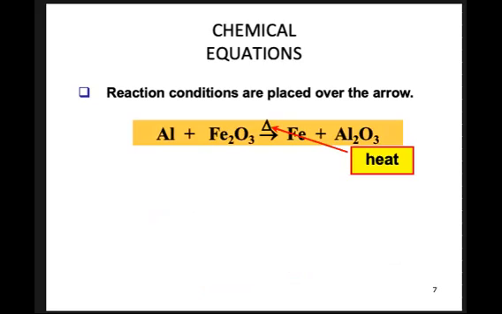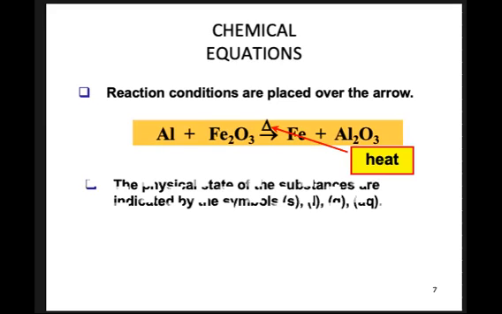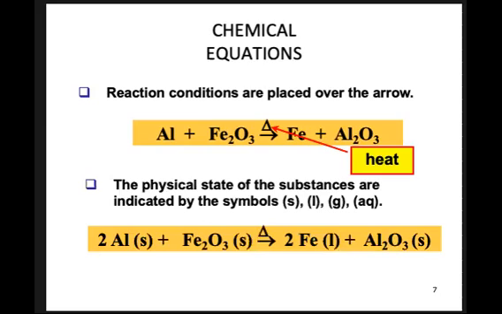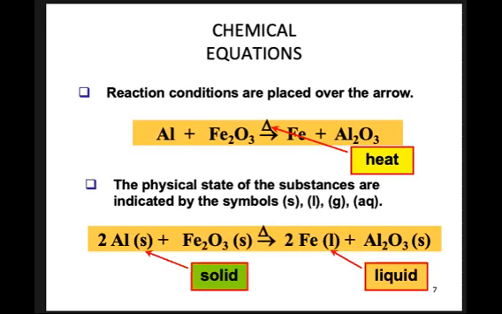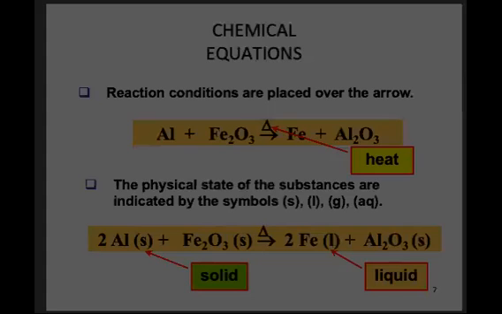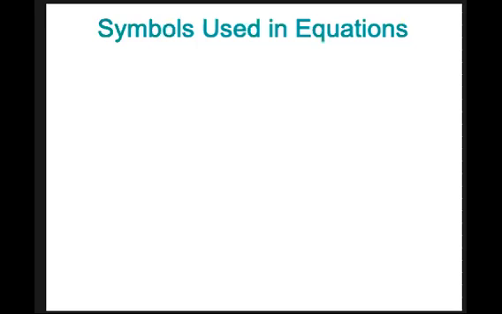Okay, so aluminum, when heated with ferric oxide, yields iron and aluminum oxide. The physical state of substances is indicated by the symbols s, l, g, aq. So aluminum is a solid, ferric oxide is a solid, iron here is a liquid, and aluminum oxide is a solid.